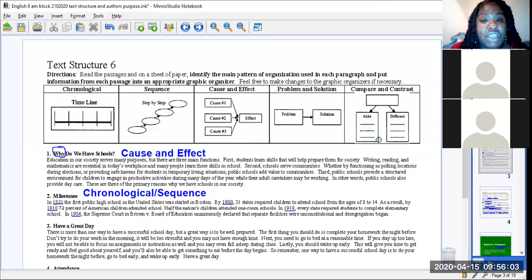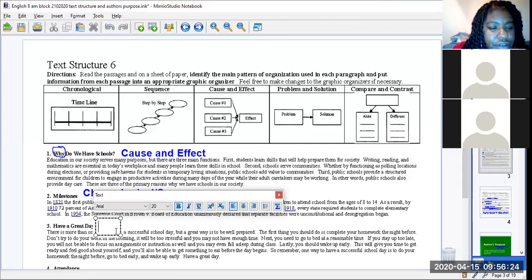So remember, these are some techniques and tricks that you can use to filter out your answers. So Ms. Brittany, do you understand why number 3 would be sequence? Because it's going in a step-by-step order. Okay, so do you see how that's the answer?